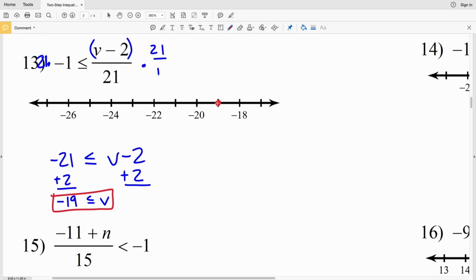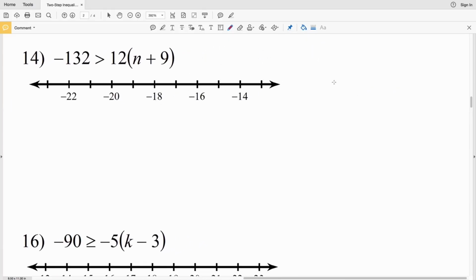Circle and shade in that negative 19, and since negative 19 is less than or equal to v, we're going to shade in everything to the right. If you were to rewrite this, you would say that v is greater than or equal to negative 19.